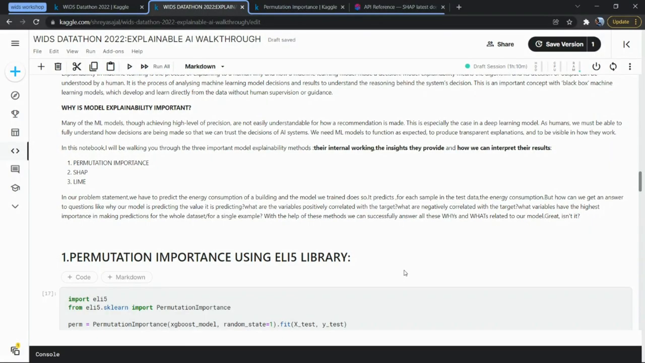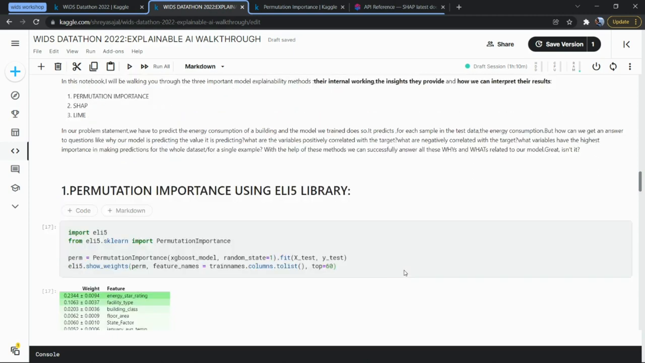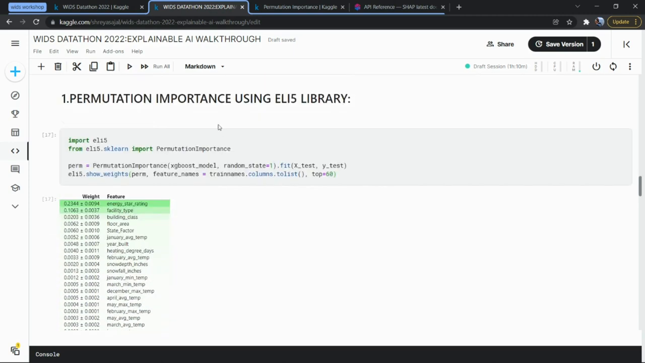Okay, so moving on to permutation importance, the first model explainability method that we will be discussing. Permutation importance using the ELI5 library. Before moving further to how we will use this library, we need to understand how permutation importance works, what it is doing, and how we can interpret the result of the code that is written over here.